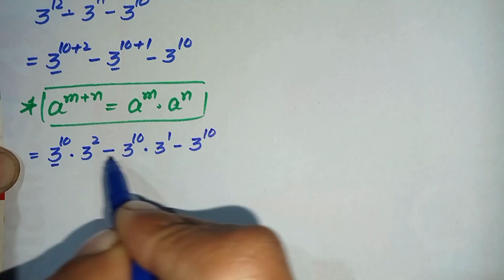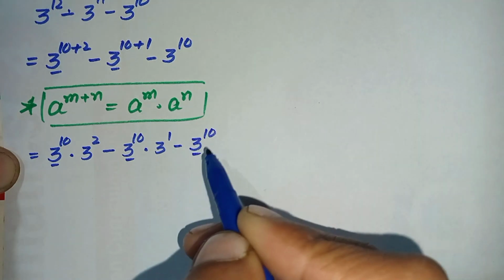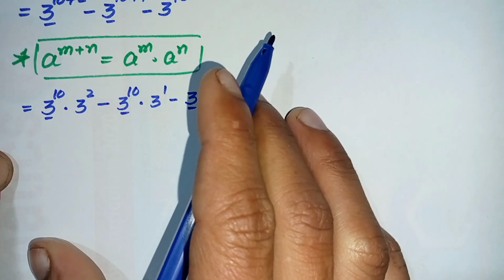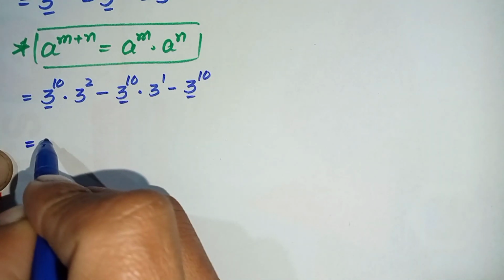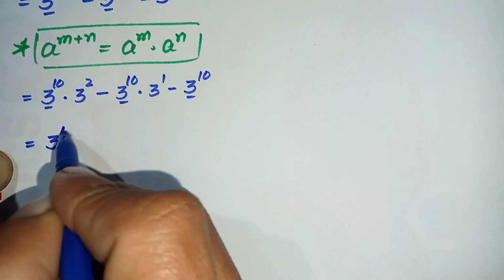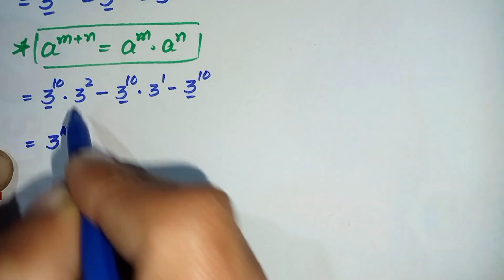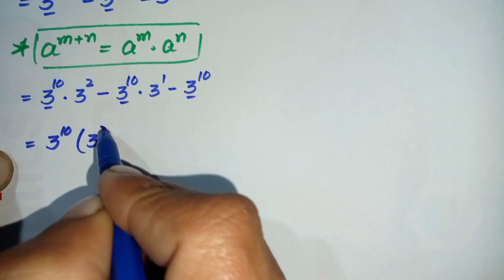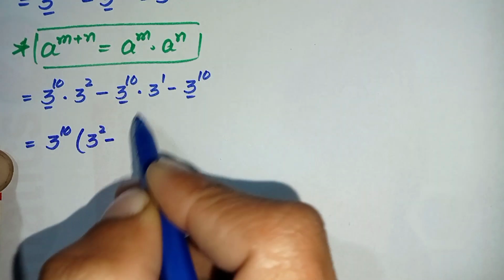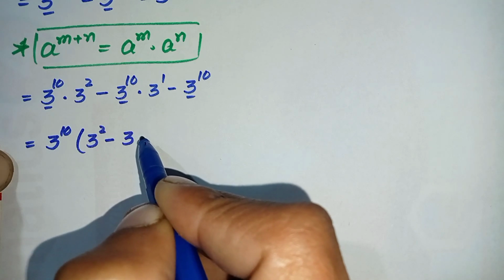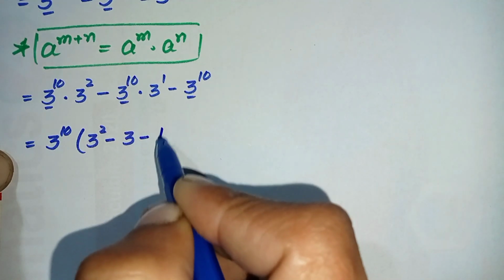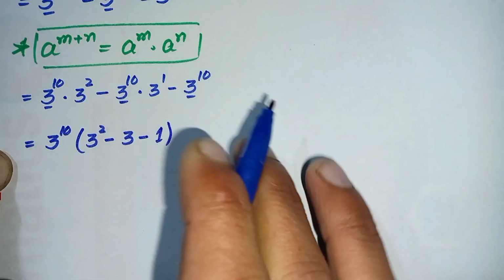Now my dears, look into all the terms. In all the terms 3 raised to power 10 is common. So let us take 3 raised to power 10 common from all terms. So it will become 3 raised to power 10. Here 3 raised to power 2 will be left, minus, here only 3 raised to power 1 is left, which is only 3, minus, and here only 1 is left.